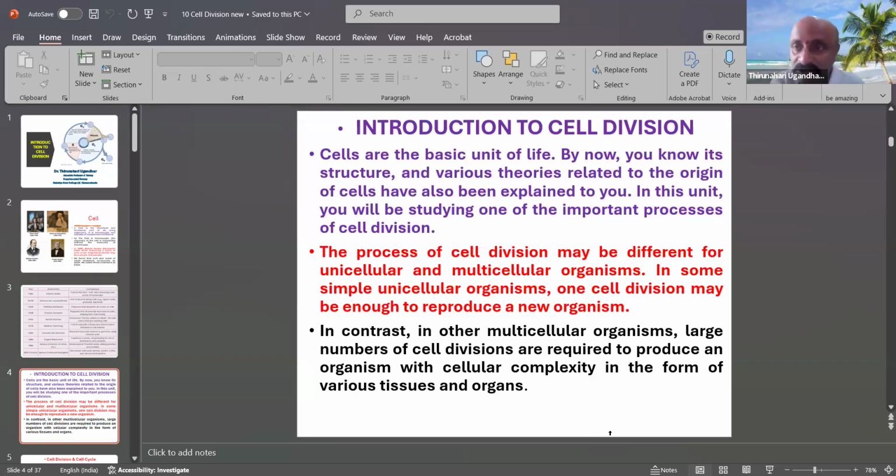Then, introduction to cell division. Cells are the basic unit of life. By now, you know its structure and various theories related to the origin of the cells, so how new cells originate. These new cells every time develop from pre-existing cells. It has also been explained to you. In this unit, you will be studying one of the important processes, cell division.